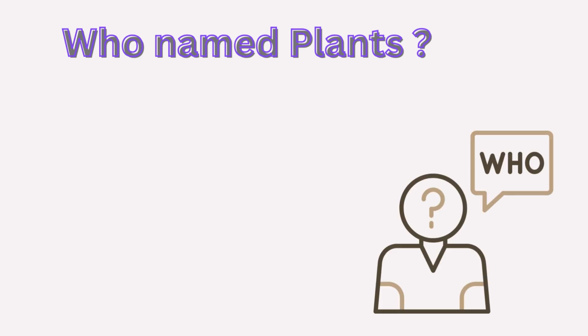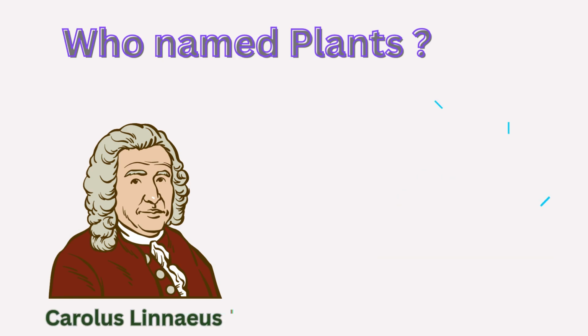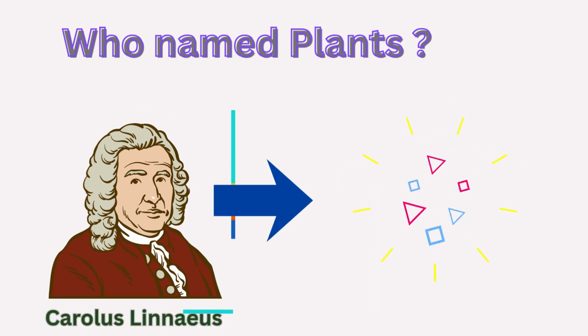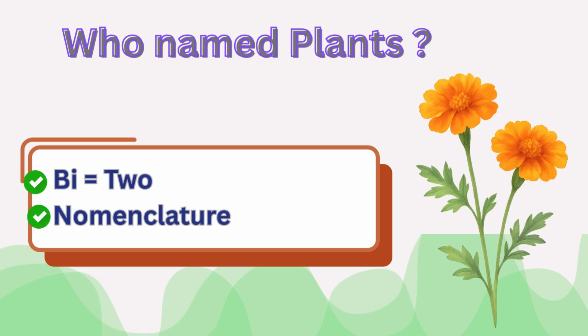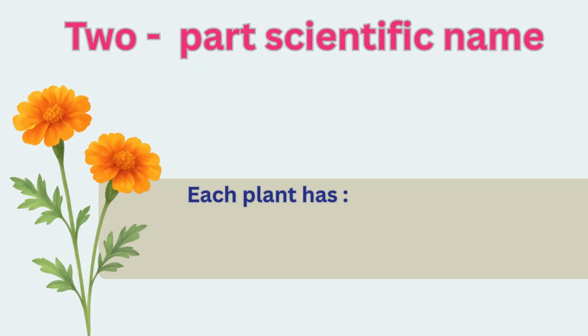So the question is, who named plants? A great scientist named Carolus Linnaeus introduced a system called binomial nomenclature. Bi means two, nomenclature means naming. So every plant gets two names. Each plant has a genus name and a species name.